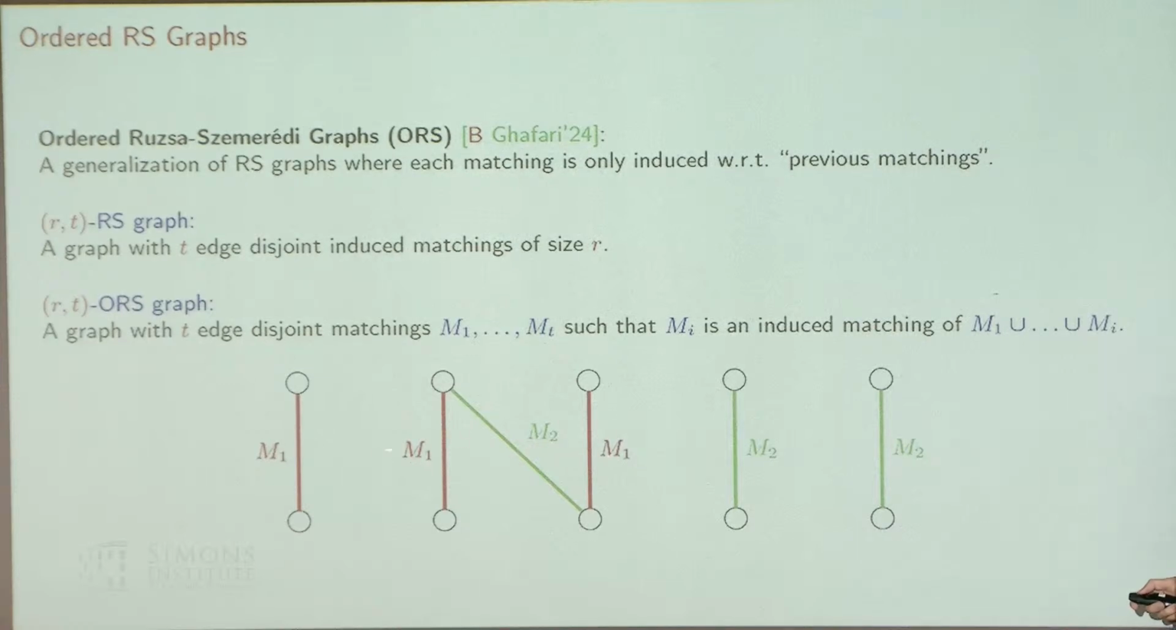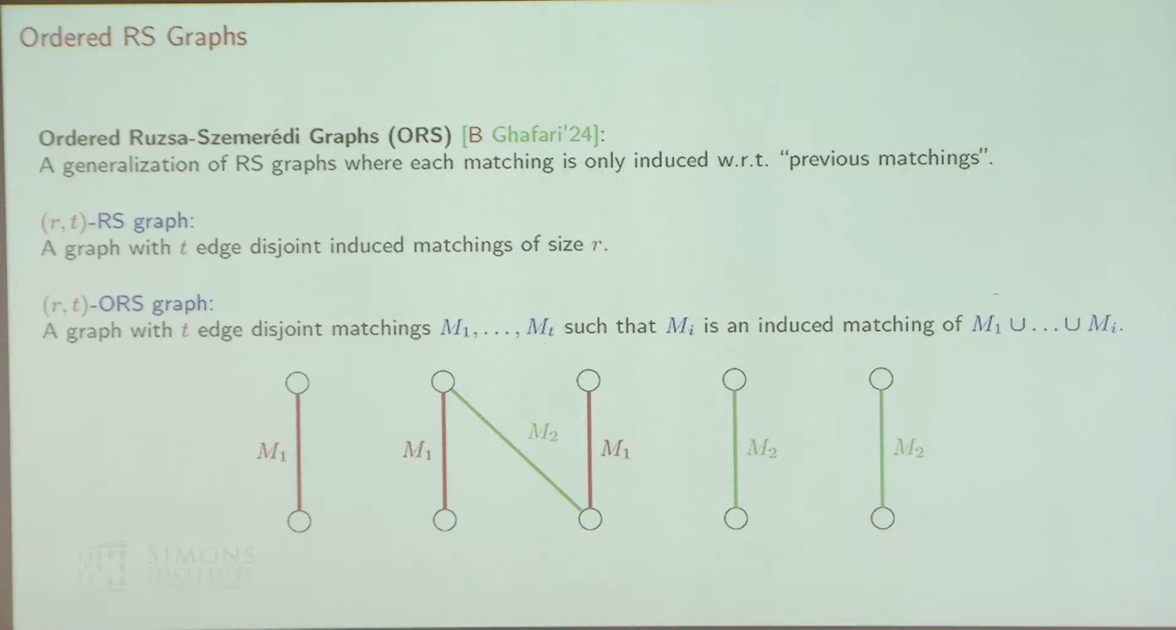But M1 should only care about the induced subgraph being an induced matching of the graph composed of just M1, which it is. On the other hand, when you look at M2, the induced subgraph of M2 is actually just M2 itself. There's this edge in M1, but the other endpoint is not matched in M2. So it is an induced matching in M1 union M2. So this is actually an ordered RS graph with two matchings of size 3.